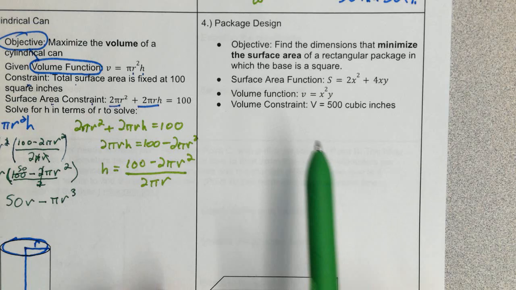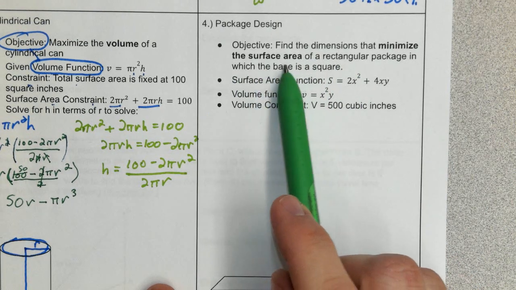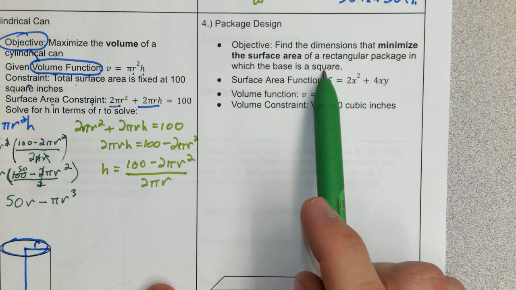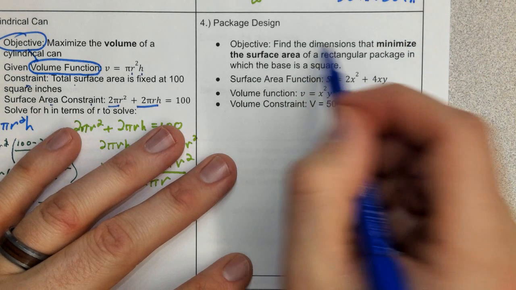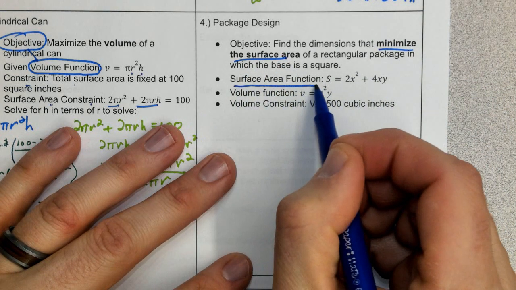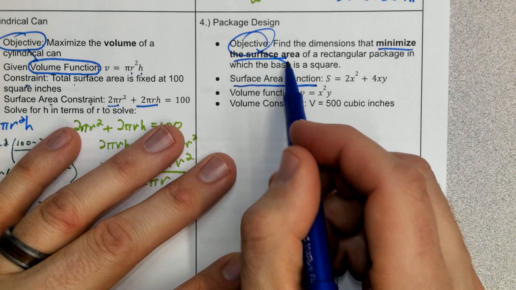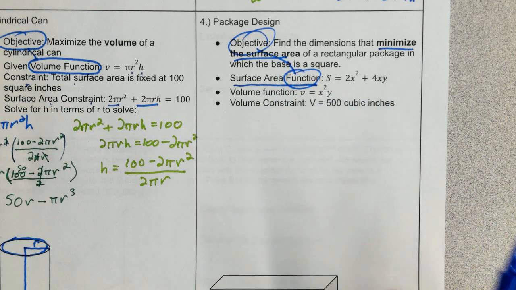So in this one, we're trying to design a package that minimizes the surface area of a rectangular package in which the base is a square. Okay, so what's our objective function? Our objective is to minimize the surface area. The function is going to be the surface area function then. So this is my objective function right here, surface area.